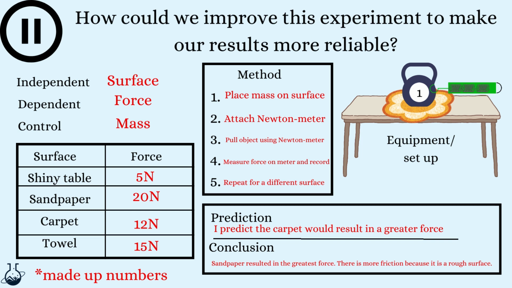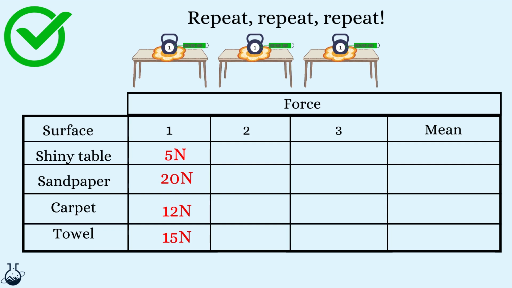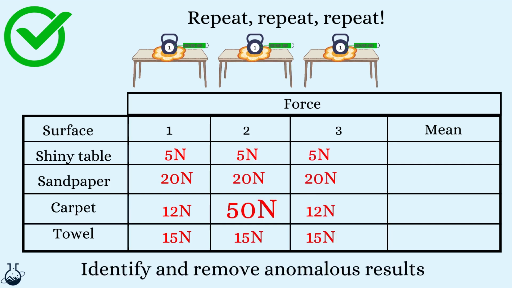Pause the video here. This experiment is not quite perfect. How could we improve it to make our results more reliable? We would need to repeat our experiment to ensure we have done it at least 3 times for each surface, so we can calculate a mean and identify and remove anomalous results. These are results that do not fit the pattern and are probably caused by an error of some kind. For example, I could have pulled the Newton meter too hard suddenly, rather than a gentle, consistent pull, resulting in a higher force which is not accurate.